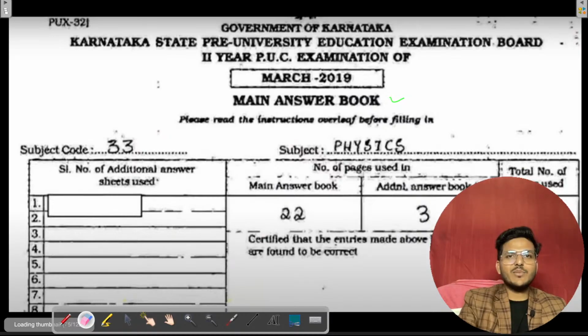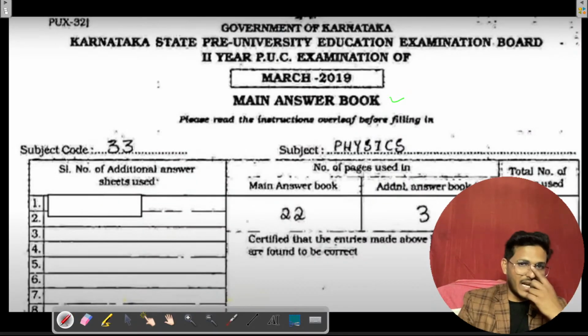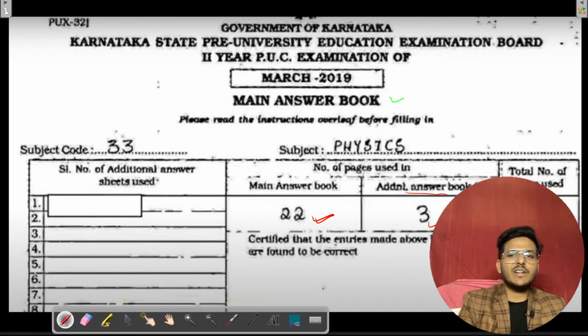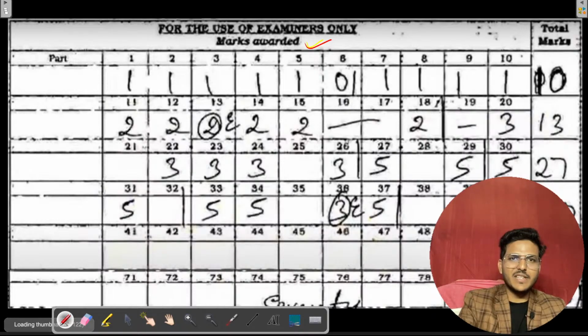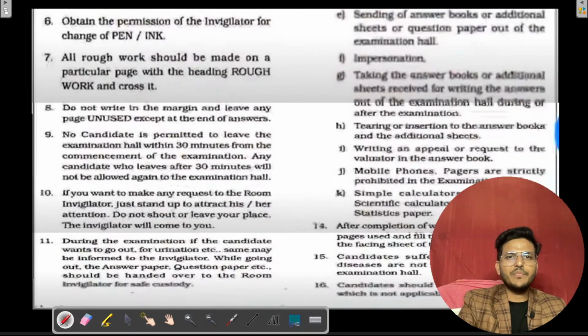So moving to next. See, this is how the answer sheet looks. This is the main answer book having 22 pages. Additional answer book with 3, total 25 pages used to answer the subject code 33, that is physics. See, this is the basic instruction, as you know, given in the question paper, right?